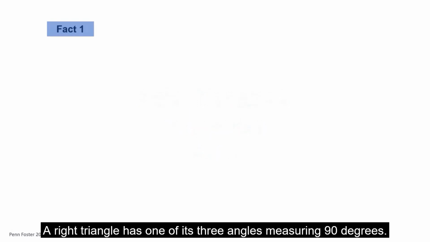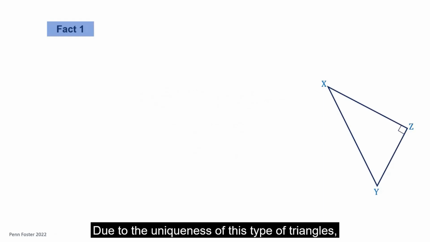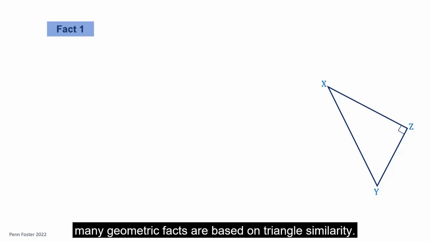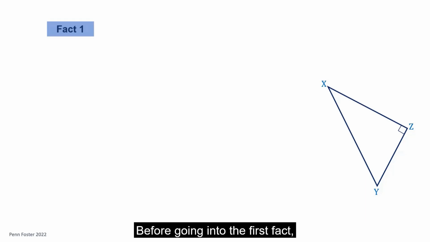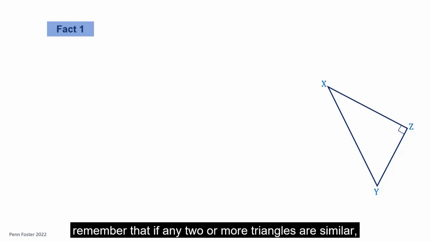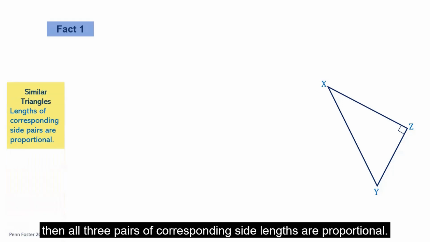A right triangle has one of its three angles measuring 90 degrees. Due to the uniqueness of this type of triangle, many geometric facts are based on triangle similarity. Before going into the first fact, remember that if any two or more triangles are similar, then all three pairs of corresponding side lengths are proportional.